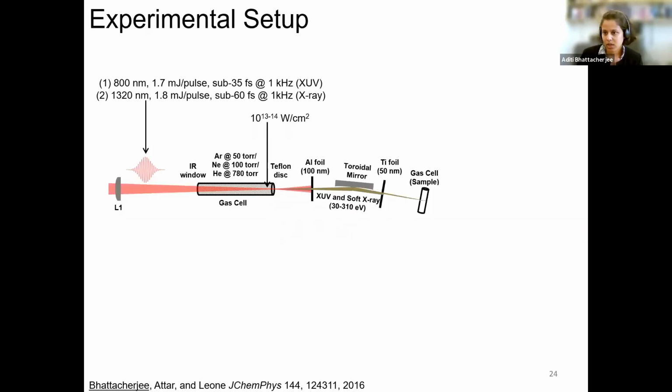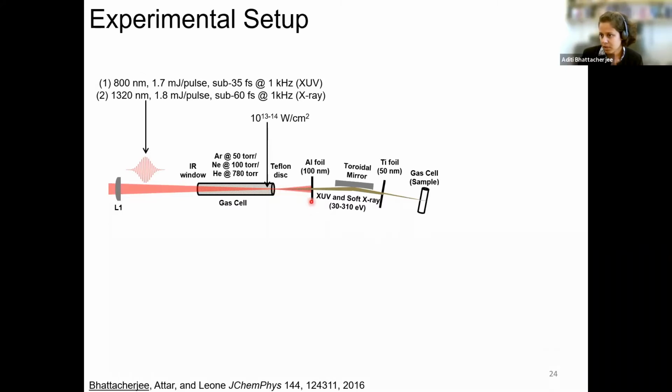The way the experiment works is that I showed a brief schematic before. We take an ultrashort pulse at 800 nanometers or 1320 nanometers for the experiments that I will describe shortly, about 1.8 millijoule per pulse at 1 kilohertz rep rate. This is focused in a gas cell filled with, say, helium at 780 torr. At the entrance is an IR window, and at the exit is a Teflon disc. We focus very close to the Teflon disc to about 10^13 or 10^14 watts per centimeter squared. This drills a hole and out come the harmonics.